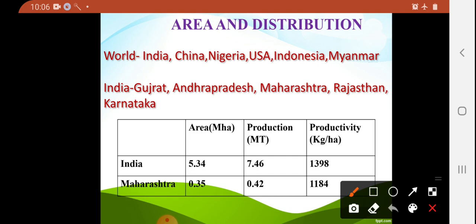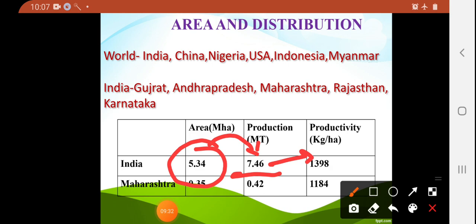So if we think about India, in India 5.34 million hectares of area is under cultivation of groundnut, and from this area we get 7.46 million tons of production. And if we think about productivity, the productivity of India is 1398 kilograms from 1 hectare of area.